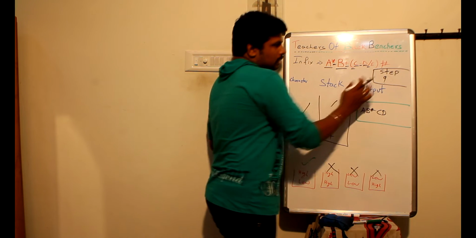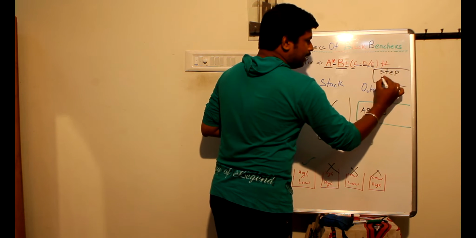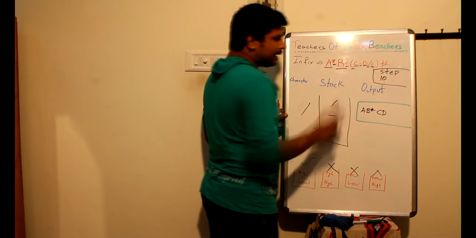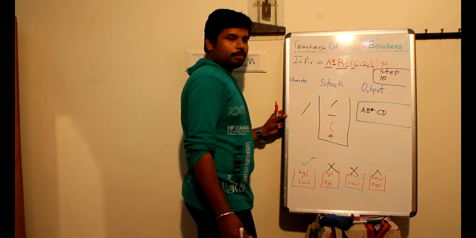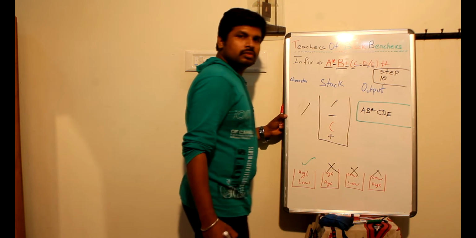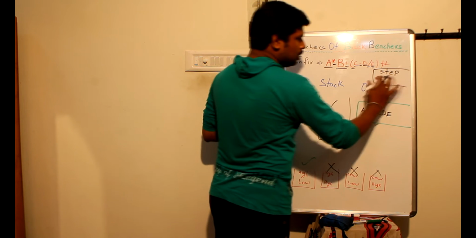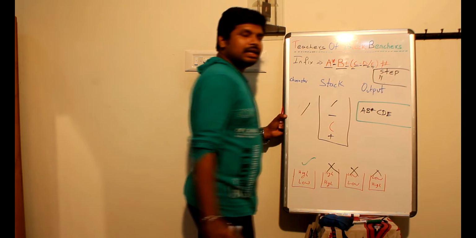Okay. Now step number 10. In step number 10, we are going to select the operand called E. So if we come across an operand, what should we do? Just push it onto the output. Okay. Simple.